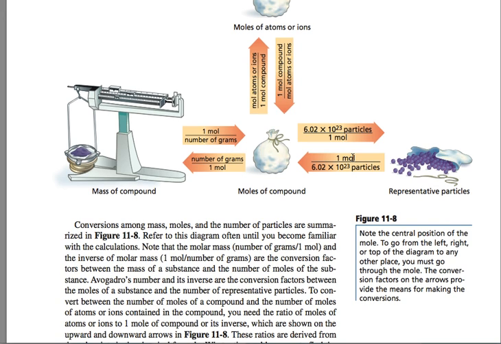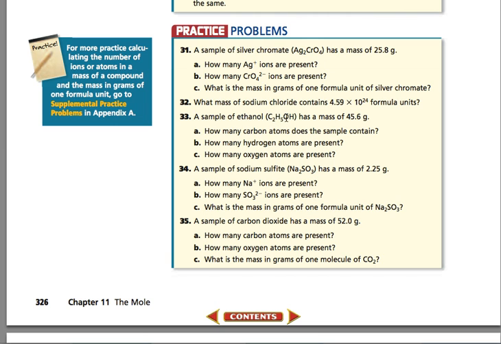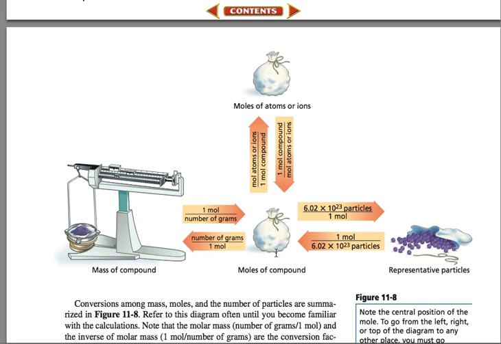If I want to go from moles of atoms or ions to moles of a compound, I have to be able to convert those using the compound formula. To convert between the number of moles of a compound and the number of moles of atoms or ions contained in the compound, you need the ratio of moles of atoms or ions to 1 mole of compound, or its inverse, which are shown in the upward and downward arrows here in 11.8. These ratios are derived from the subscripts in the chemical formula. Okay, so this has to do with the subscripts in the chemical formula. That's how you get from the atom or ion to the compound.